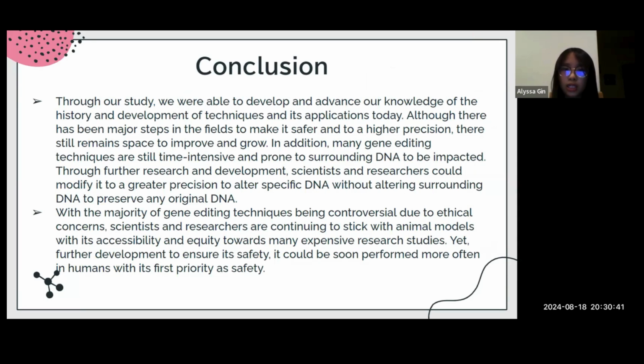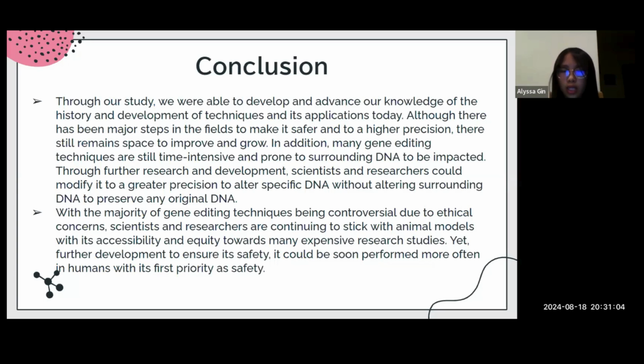Many gene editing techniques are still extremely time intensive and prone to impacting the surrounding DNA. So through further research and development, scientists and researchers could definitely modify them to make them safer and ultra specific to the target DNA, without having the opportunity to damage surrounding DNA.